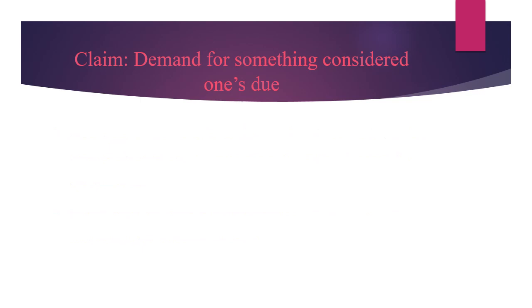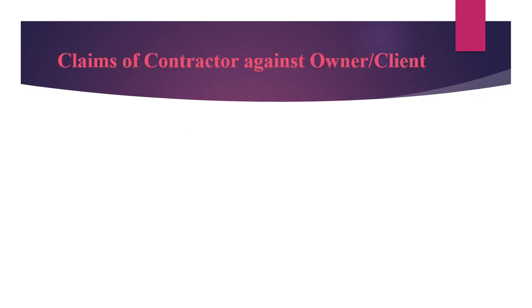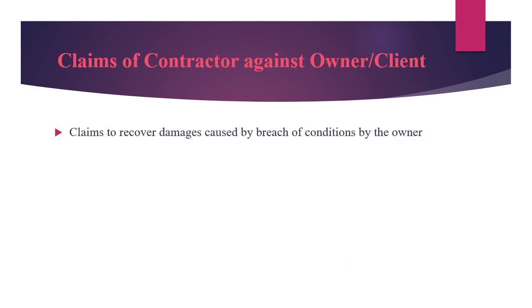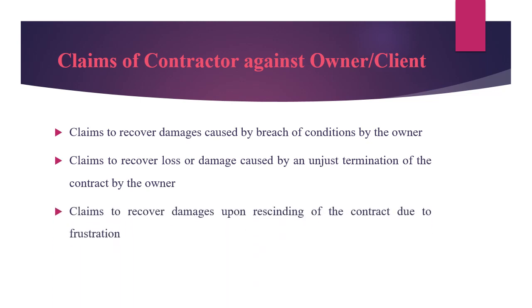Now we have to discuss certain types of claims. First one, a demand for something considered one's due: the claims of the contractor against the owner or client, the claims of the owner or client against the contractor, and the subcontractor's claims. The second one is claims of the contractor against the owner or client. First, claims to recover damages caused by breach of conditions by the owner. Second, claims to recover the loss or damage caused by an unjust termination of the contract by the owner. Third, claims to recover damages upon rescinding of the contract due to frustration. So, because of any of these three reasons, the contractor can put a claim against the owner or client.